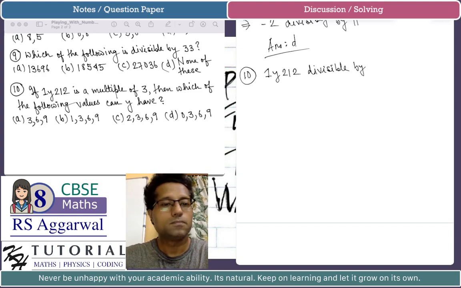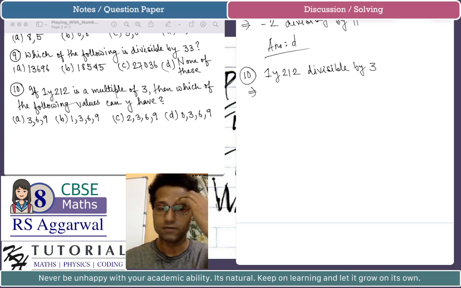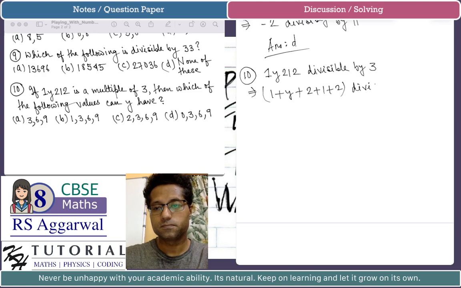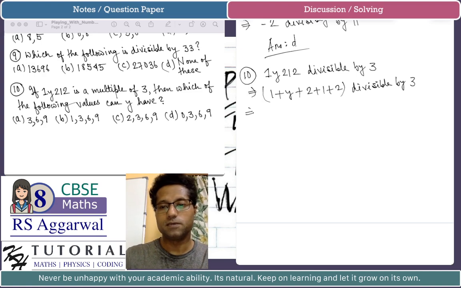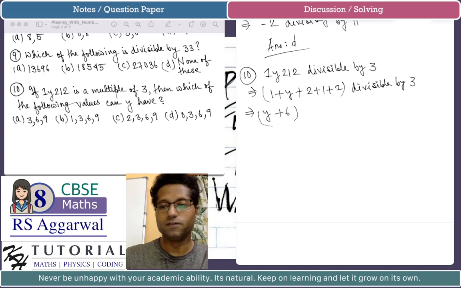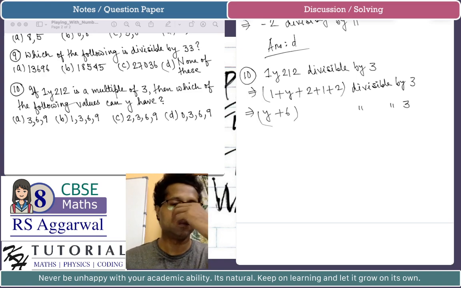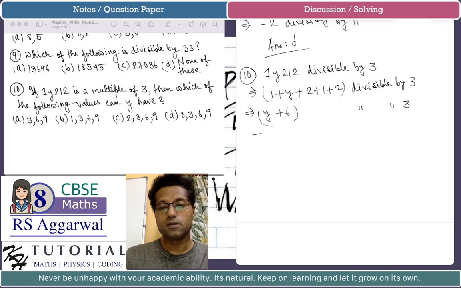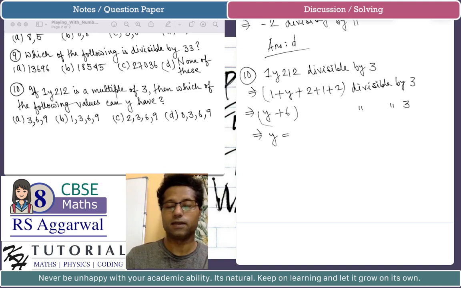So this implies, we know that a number is divisible by 3 when the sum of its digits is also divisible by 3. So we can say that 1 plus y plus 2 plus 1 plus 2 is divisible by 3. So this implies y plus 6 is divisible by 3. Now we have to find all the possible values of y such that y plus 6 will be divisible by 3.